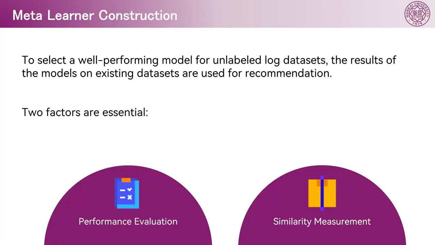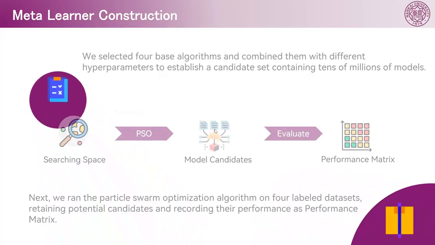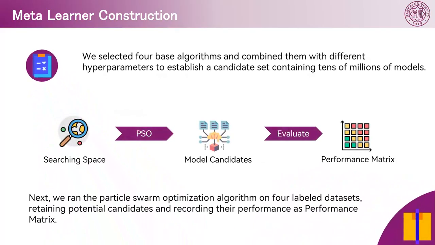To select a well-performing module for unlabeled log datasets, the results of the modules on existing datasets are used for recommendation. Two factors are essential: performance evaluation and similarity measurement. We selected four base algorithms and combined them with different parameters to establish a candidate set containing tens of millions of modules. Next, we run the particle swarm optimization algorithm on four labeled datasets, retaining potential candidates and recording their performance as a performance matrix.